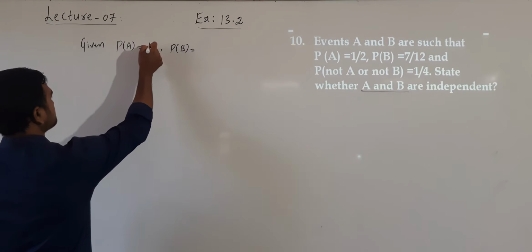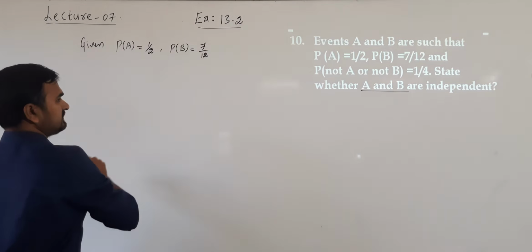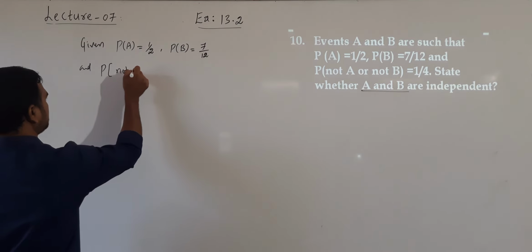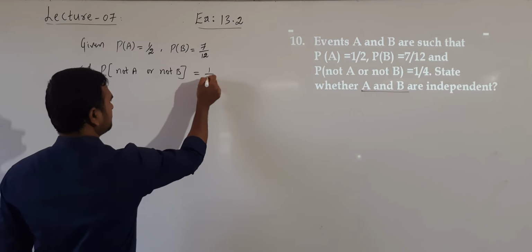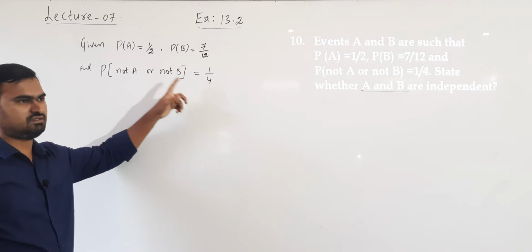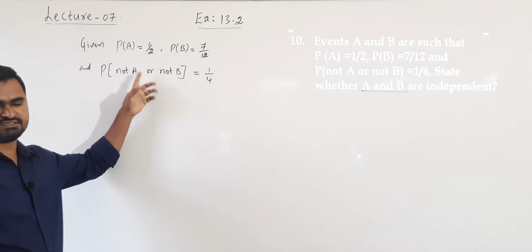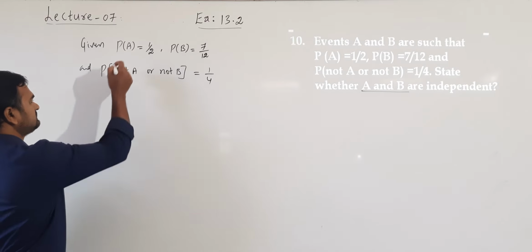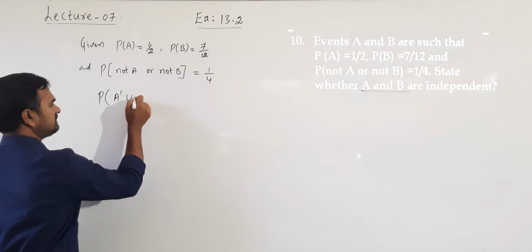So given P of A is 1 by 2, P of B is 7 by 12, and also given probability of not A or not B is 1 by 4. So what is the notation for not A or not B? Not A is A dash, not B is B dash. Now we have or. So occurrence of either A or B. So A or B means it is A union B type. So I can write it as probability of not A means A dash, or means union, not B means B dash.